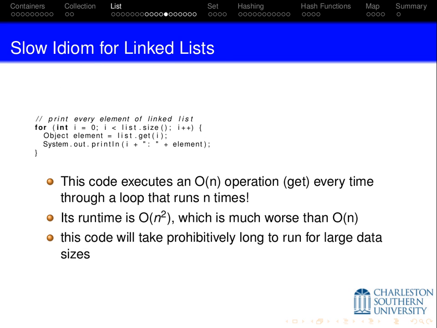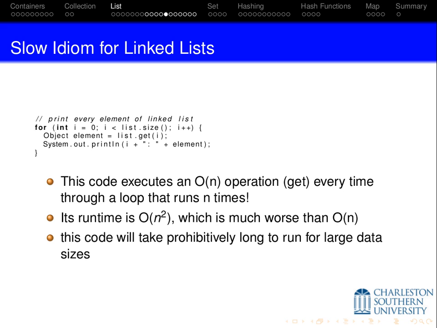So here's what you may think of when using a linked list: you want to print out every element of a linked list. For i equals 0 to the list size, i plus plus, element, list.get, and then print it out. So the code executes O of n operations, get every time. In other words, if you assume n is equal to the size of the list, how many times is get called? N times, right. If we define n to be list.size, then it takes O of n times that we call get.